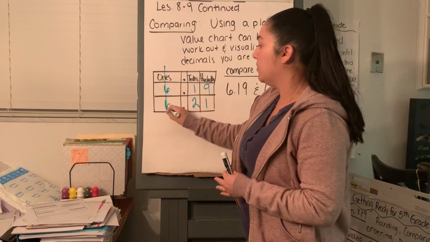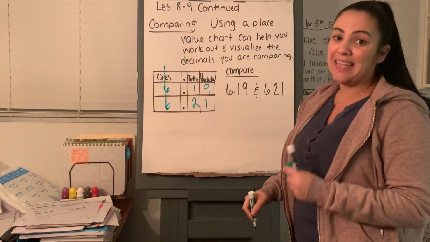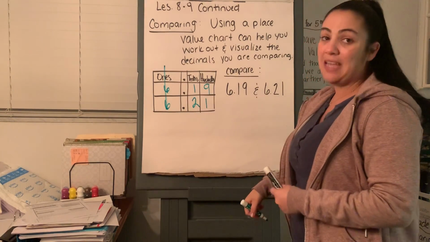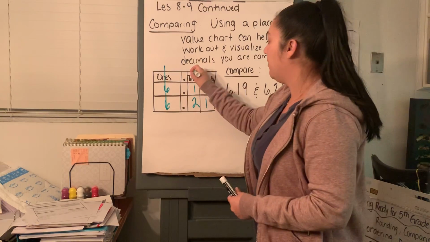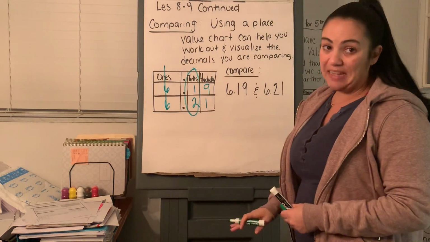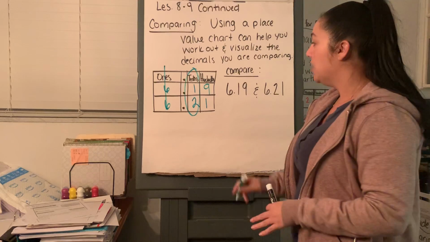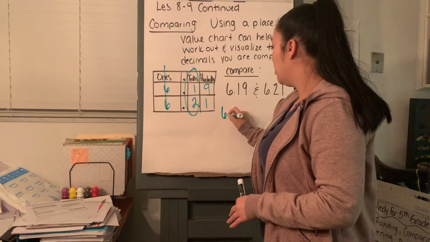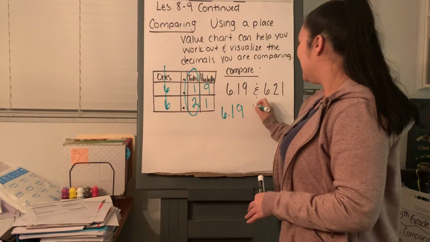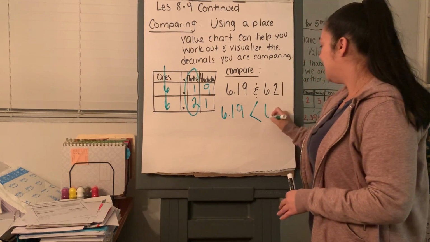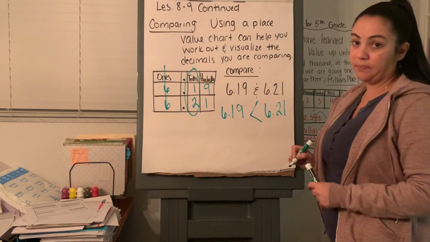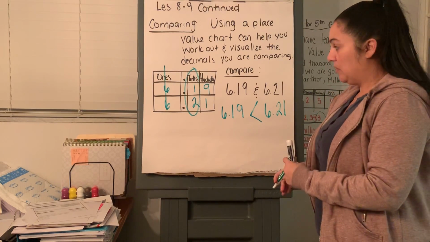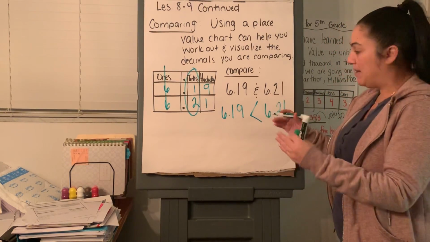I'm not comparing in the ones place. I'm going to be comparing in the tenths place. Here I see that the 2 is greater than the 1. So I can already tell what number is going to be greater because I compared it in the tenths place. Once I find my comparison, I don't need to continue. So right here, this place value chart is telling me that 6.19 is less than 6.21.